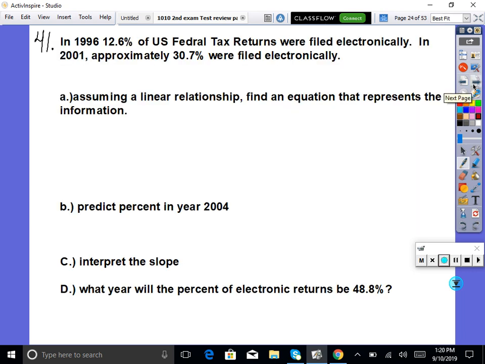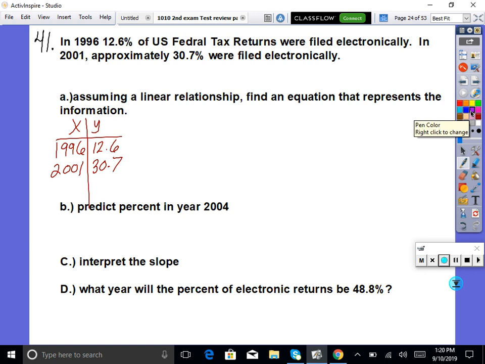Okay, let's read 41. In 1996, 12.6% of U.S. federal tax returns were filed electronically. In 2001, approximately 30.7 were filed electronically. Assuming a linear relationship, find an equation that represents the information. Remember, I made an XY chart for this. We were given in year 1996, we had 12.6%, and in year 2001, we had 30.7. It's just like having two XY points.